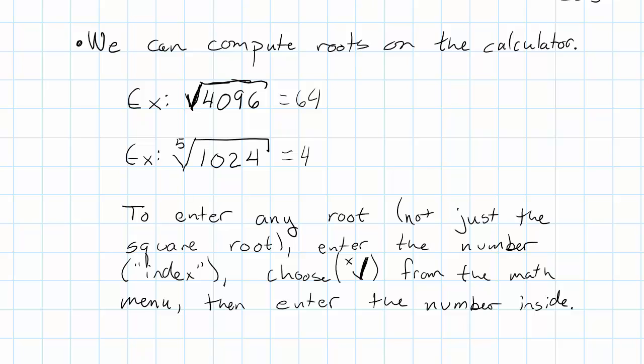To enter any root, not just the square root, first enter the number outside, which is called the index. Then choose the little x root from the Math menu, and then enter the number inside the radical.